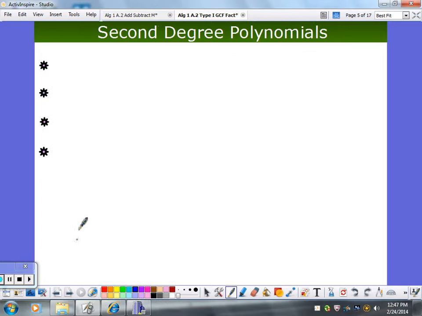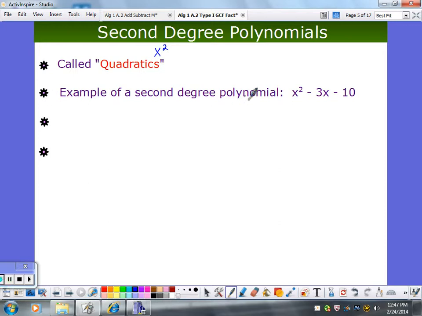If we start looking at second-degree polynomials, and we will be spending a bit of time with this next week or so, they're called quadratic. Second degree. So you're going to have some kind of square involved. Here's an example of a second-degree polynomial, x squared minus 3x minus 10. And I can make it a function by saying it's y equals that value. How many zeros does it have?